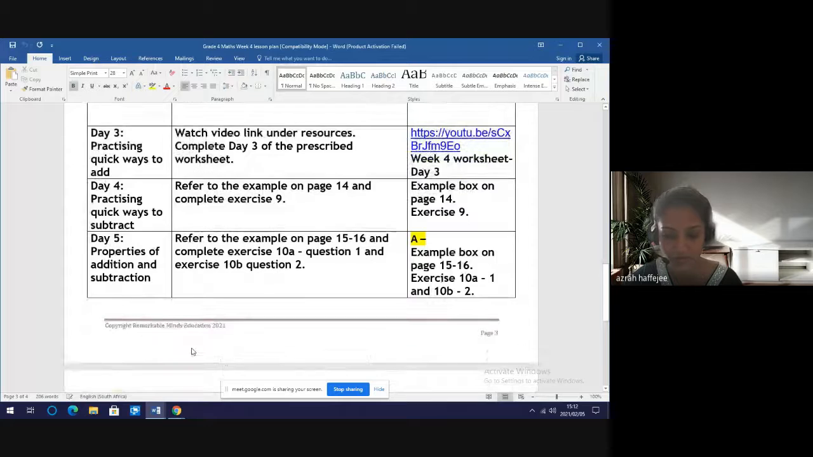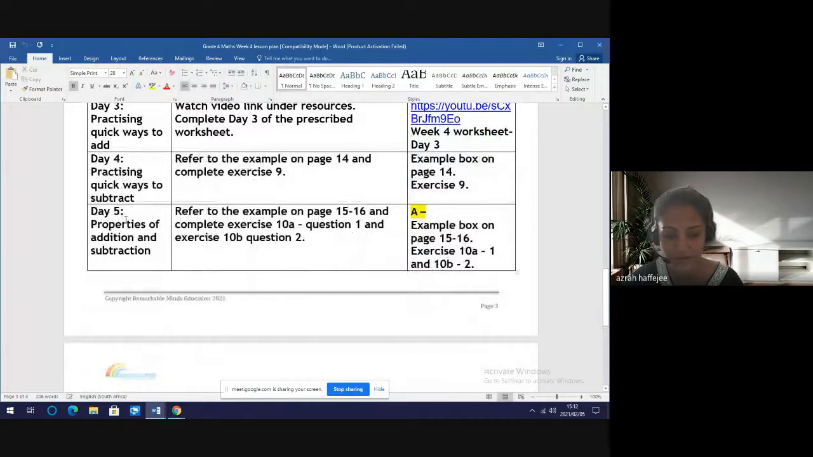All right, so it says here, day 5, the properties of addition and subtraction. And it says, refer to the example on page 15 to 16 and complete exercise 10A for question 1 and exercise 10B for question 2. Right, so if you guys can just take out your textbooks so I can explain how to do this exercise.